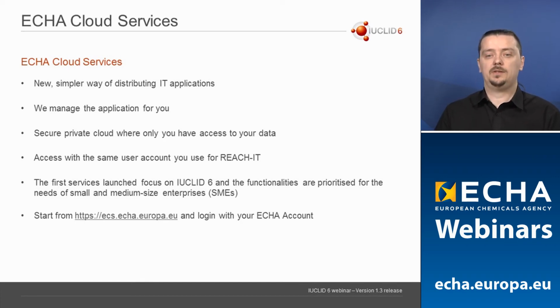In the cloud services, we have started by launching services focused on Euclid 6 and mainly focusing on functionalities that are targeting small and medium-sized enterprises and their needs for the 2018 registration deadline. If you would like to try it out, you can start from the echacloudservice.echa.europa.eu address and log in with your ECHA account.